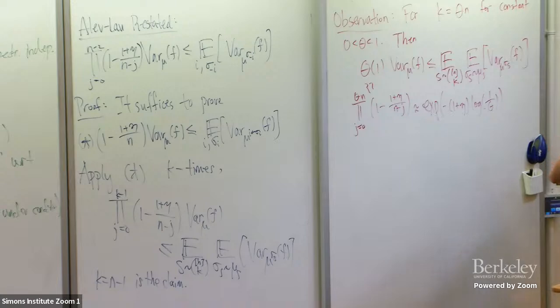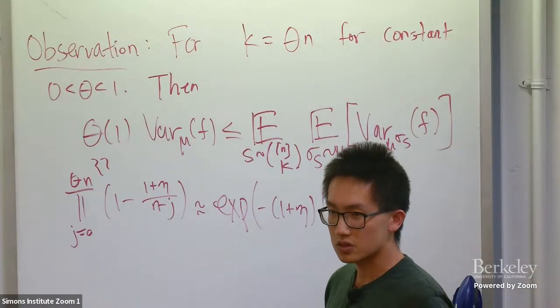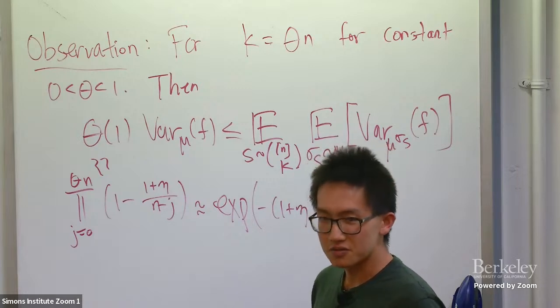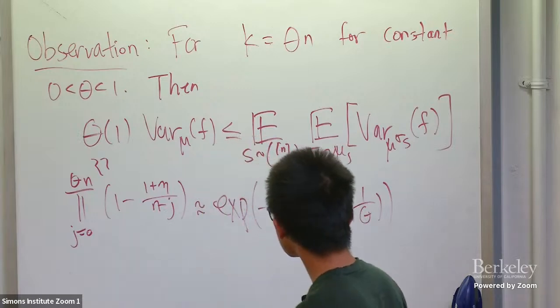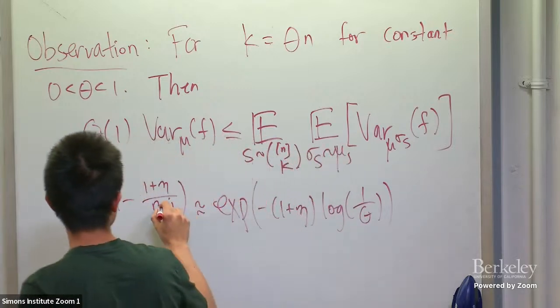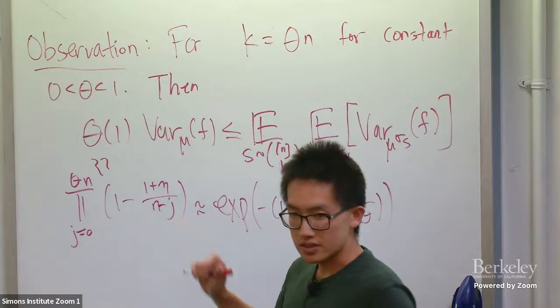So a dynamical perspective on this: if I run the following crazy dynamics, in each step I pick a random subset of 1 minus theta n many vertices, a huge number of vertices, and I resample all of them, then this crazy random walk is going to mix in one step, or a constant number of steps, as it should, intuitively. But even that's non-trivial. That's what this says.